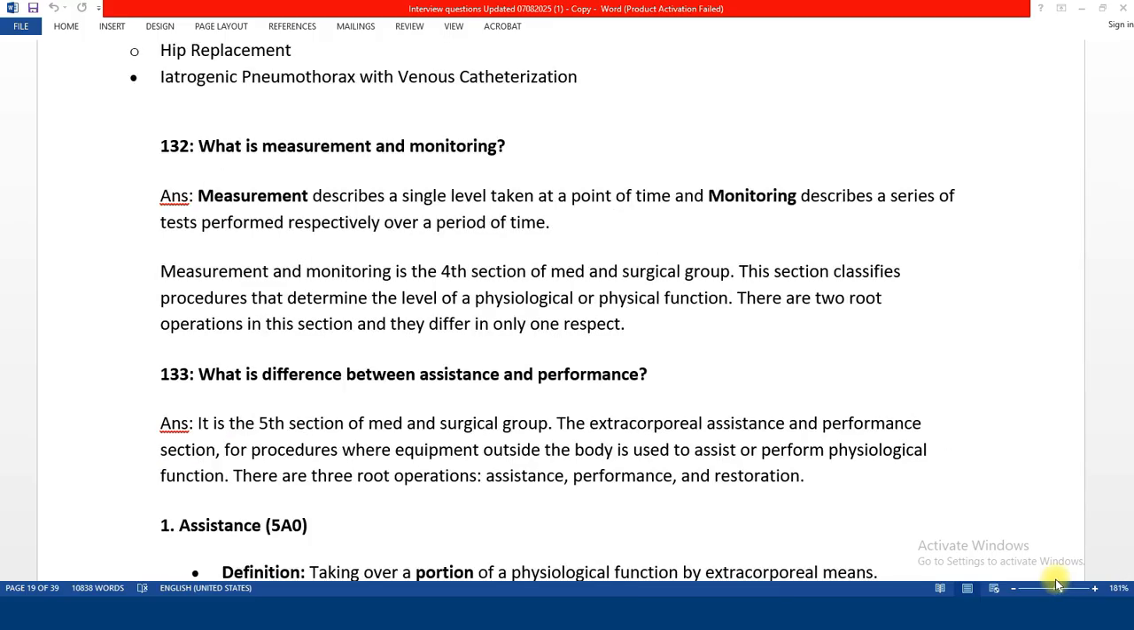What is measurement and monitoring? Basically we will use it in the PCS. Measurement describes a single level taken at a point in time and monitoring describes a series of tests performed sequentially over a period of time. So basically measurement means a single value. Monitoring means we will get values over a period of time. So measurement and monitoring is the fourth section of the medical and surgical group in the ICD-10 PCS.